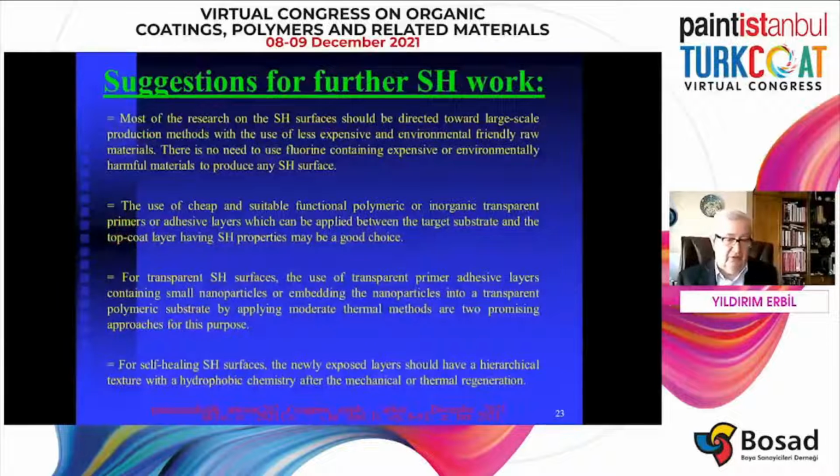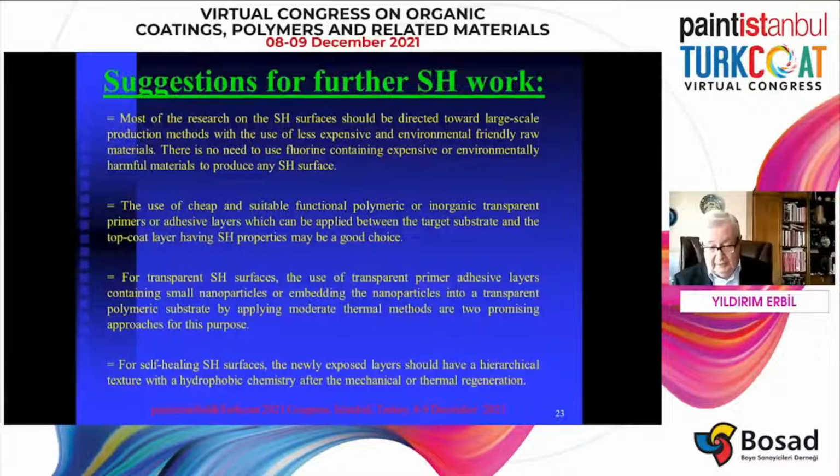Now, for the last slide, we have some suggestions for further work. Most of the research on superhydrophobic surfaces should be directed toward large-scale production methods with the use of less expensive and environmentally friendly raw materials. There is no need to use expensive or environmentally harmful fluorine-containing materials. The use of cheap and suitable functional polymeric or inorganic transparent primers or adhesive layers, which can be applied between the target substrate and the top coat layer having superhydrophobic properties, may be a good choice.